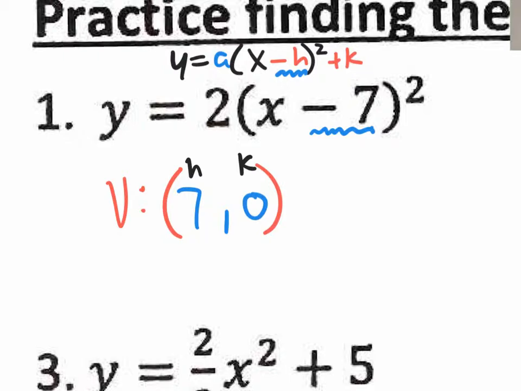That's your vertex. You didn't have to do any math. You just look at it. So today's lesson, vertex form, it's beautiful. Why? Because you could just look at it and state your vertex without doing any math. You don't need a formula. You don't need anything. You just look at it, identify your H, identify your K. That's your X and Y value of your vertex.